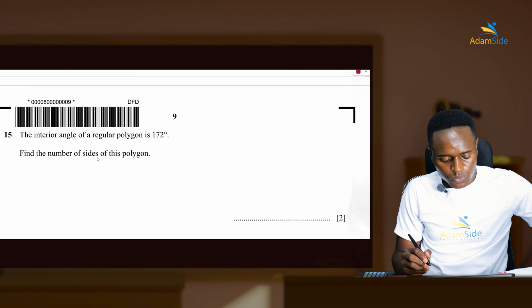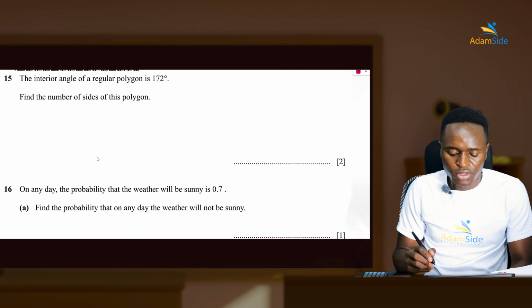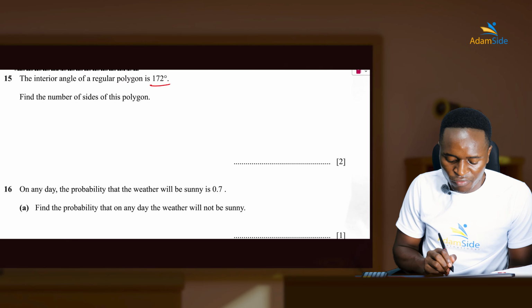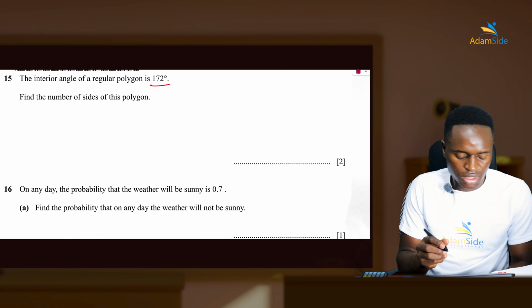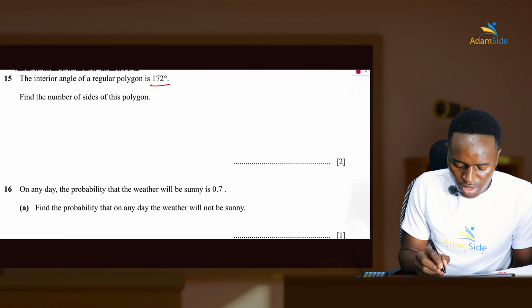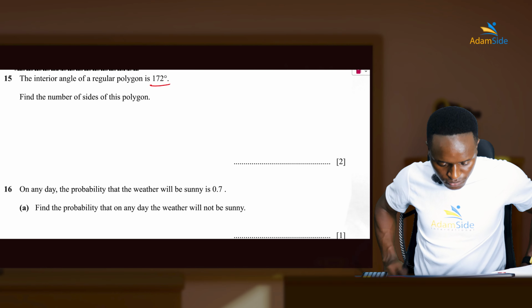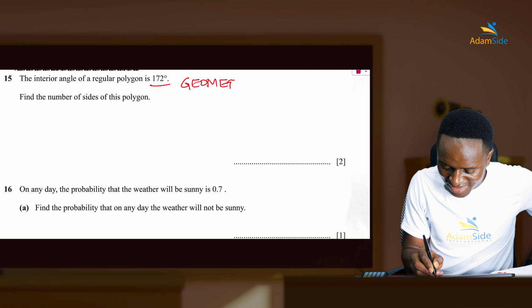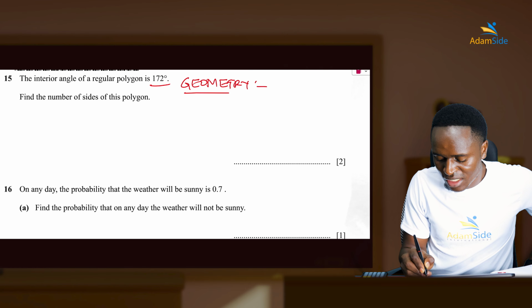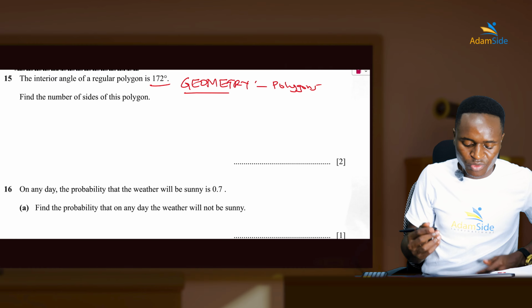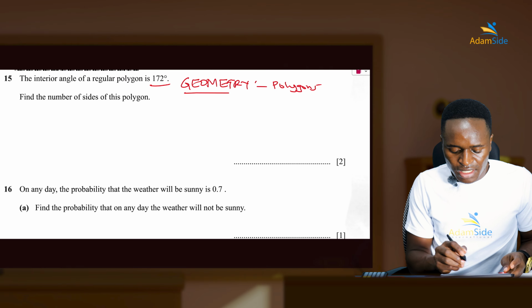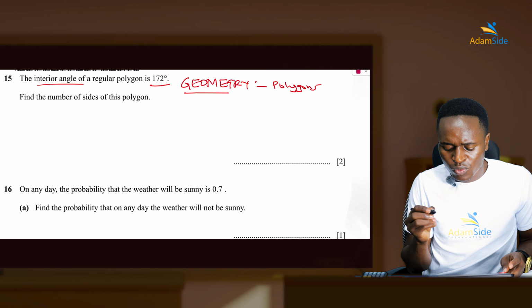Question 15. The interior angle of a regular polygon is 172 degrees. Find the number of sides of this polygon. This is very good. This is geometry. This comes from the unit of geometry, and you're talking about properties of polygons. You can see the question has been repeated. So find the number of sides of this polygon. It's very easy. They say the interior angle of a regular polygon is 172.